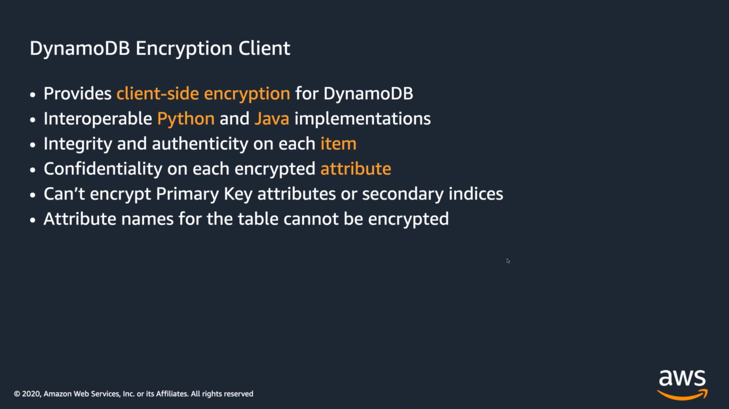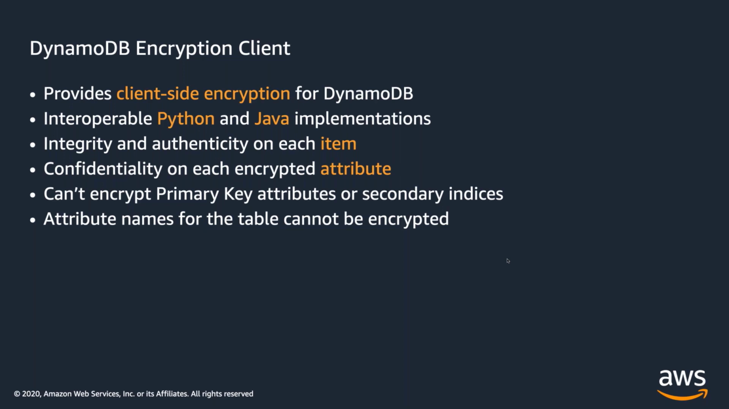One of the limitations, though, is if you have a primary key in your database, so let's say that's an ID of your database records, or, probably a horrible idea to do it, but let's say you had it by social security number or something like that, you would not be able to encrypt that primary key or any of the other indices, which is how you search within your database. And again, the attribute names for the table can't be encrypted. So you can't encrypt the fact that this field is called first name and the next field is called last name.